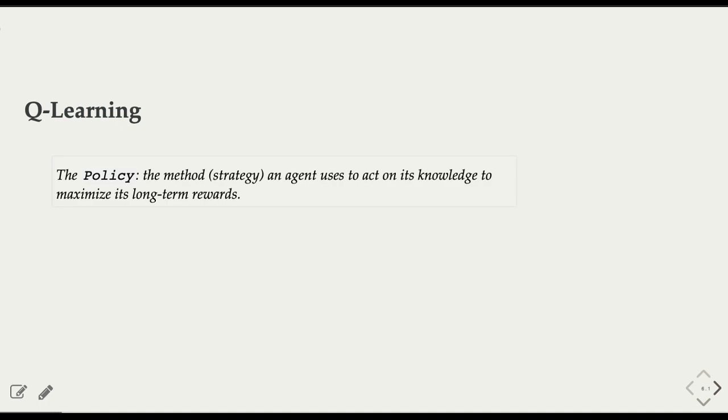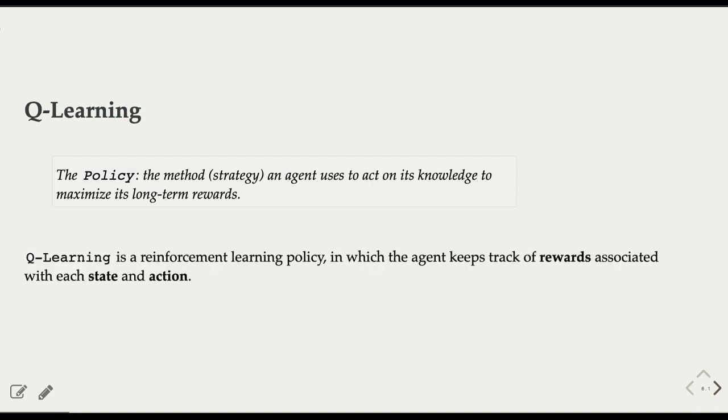Through actions and interactions with the environment, it is possible for an agent to gain knowledge and improve its action. So here is the concept of the policy, which is the method or strategy an agent uses to act on its knowledge to maximize its long-term rewards. Q-learning is a specific reinforcement learning policy in which the agent keeps track of rewards associated with each state and action.